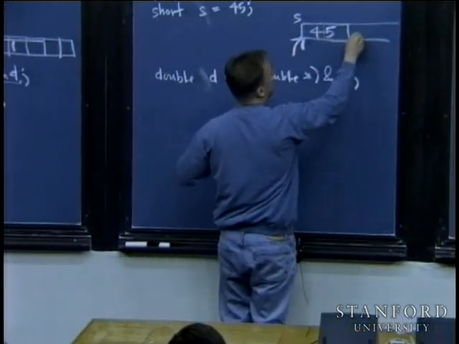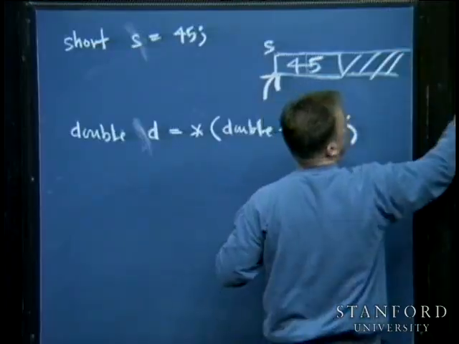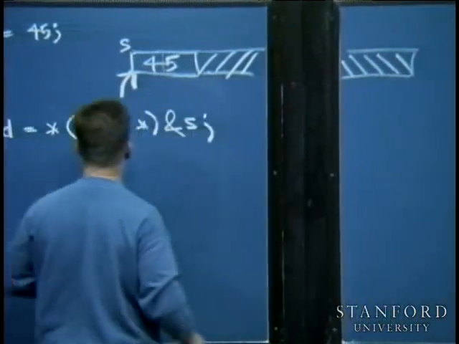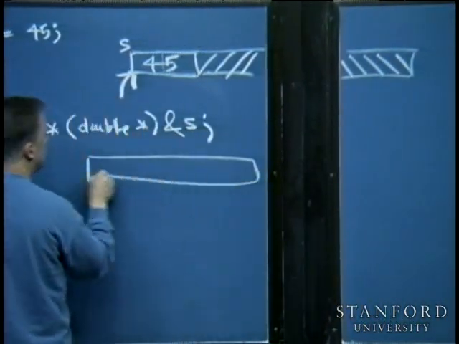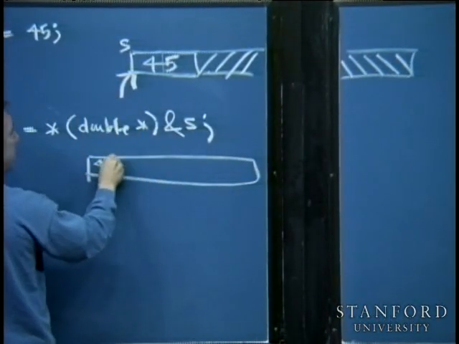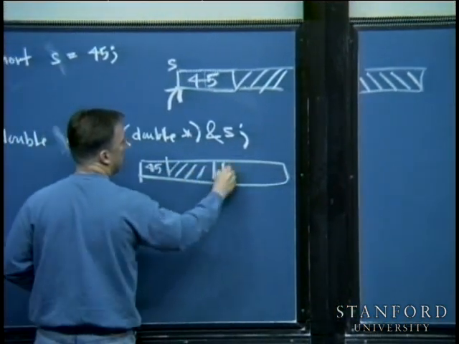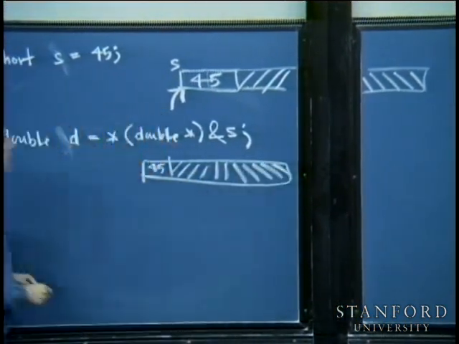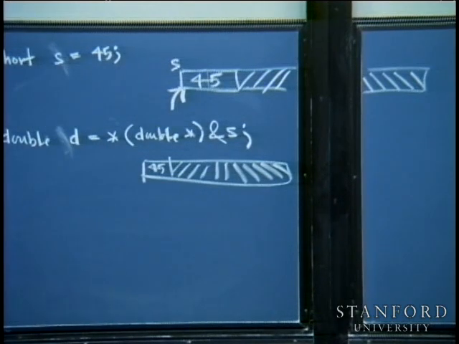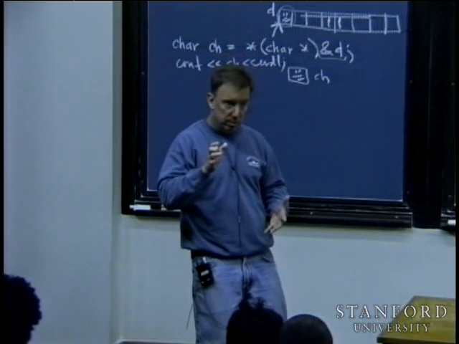So if this is a 45 followed by that as a byte pattern, then D would get 45 with this as a byte pattern. And when I print that out, it's going to print out whatever number happens to be associated with that representation. Does that make sense to people?